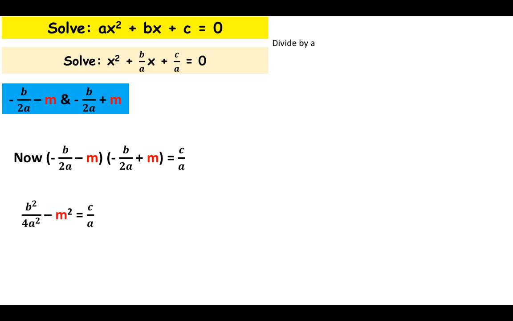So, if we use the difference of two squares to go reverse expansion, we end up with b squared over 4a squared minus m squared equals c over a. Good? Nothing's changed. Follow me, guys. Stay with me. If we're going to solve this, we need to move this part to here and that to here to get them into positive. So m squared is going to be b squared over 4a squared minus c over a.